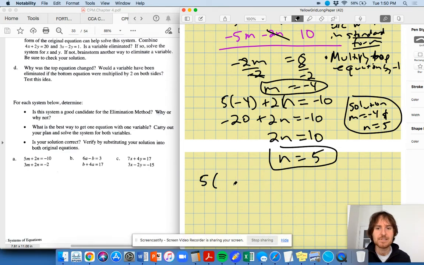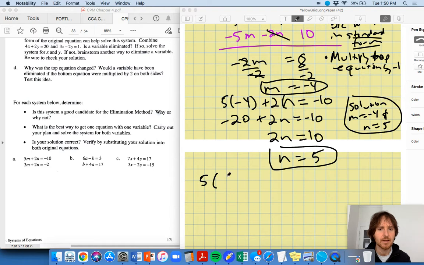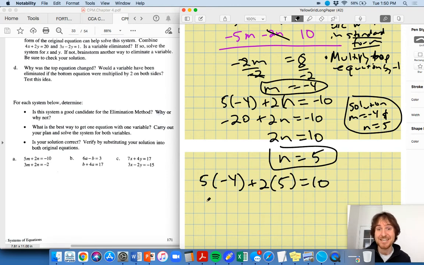Okay, so 5 times m is -4 plus 2. Please stay with me, right? Especially if you're really watching this video at this point, I think you need it. Try to stay with me. Okay, so we'll try to see if that works. We'll try to see the other equation, right? If the solution's m is -4 and n is 5, if that works here.